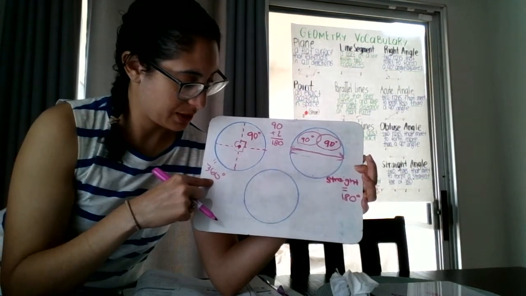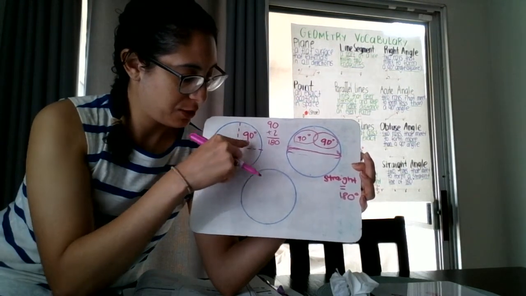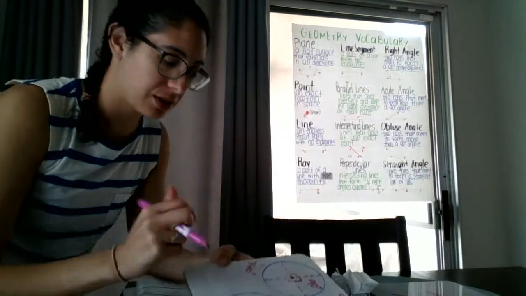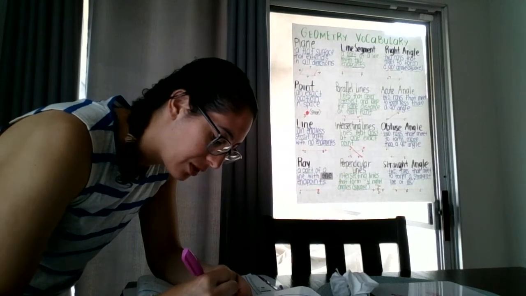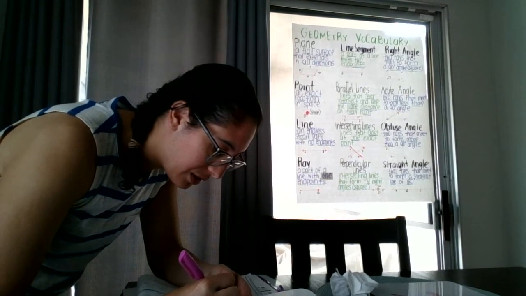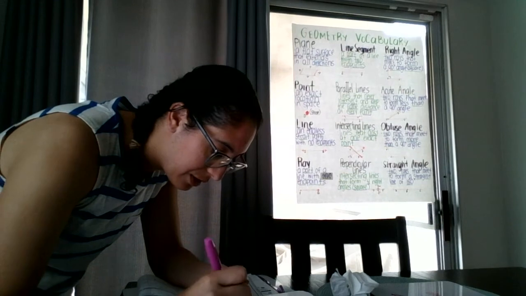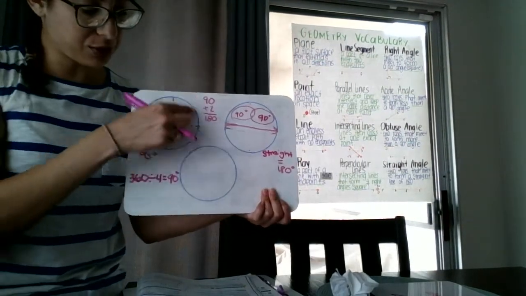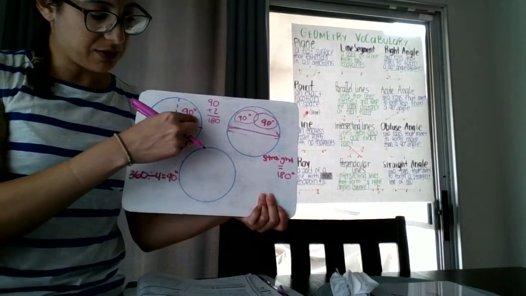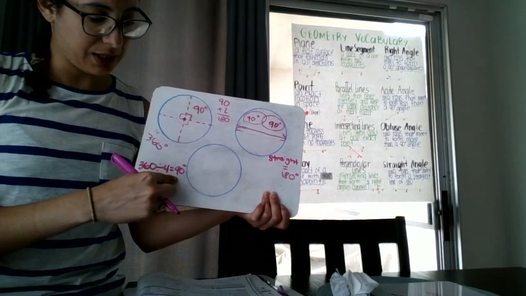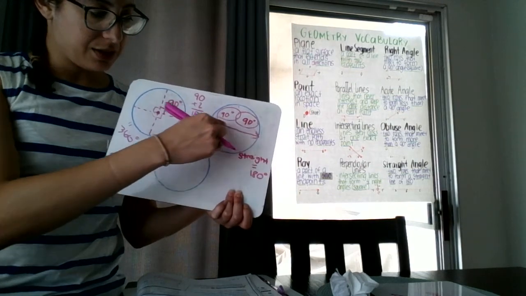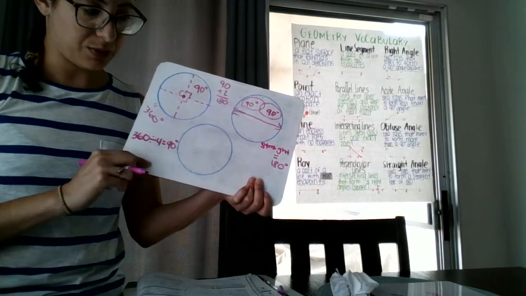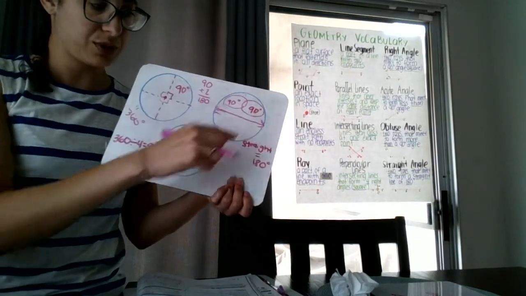So 360, if I divide it into 4 parts, each part is equal to 90. Okay? So let's write that down right here. 360 divided by 4 is equal to 90 degrees. Remember, because a whole circle is equal to 360. So we divide it into 4 equal parts, I get 90 degrees. This circle is divided into 2 equal parts. What math sentence would I do for this one?